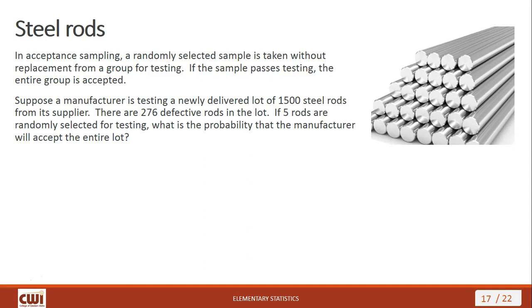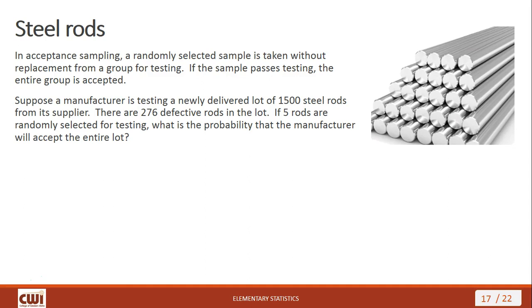So let's say a manufacturer is testing a newly delivered lot. So we're manufacturing product and we've got steel rod that we're using for manufacturing our product. And so we call up the foundry and say, hey, we need some steel rods. Give us an order of 1,500. So they give us a lot of 1,500 steel rods. They deliver it to our factory.